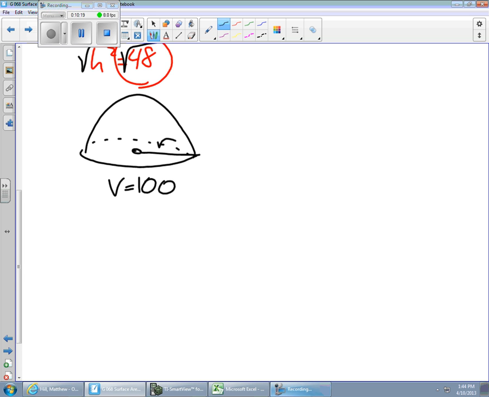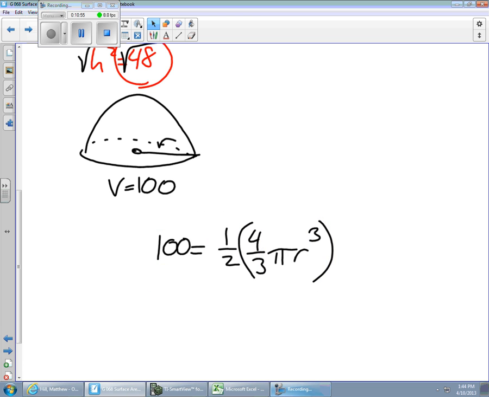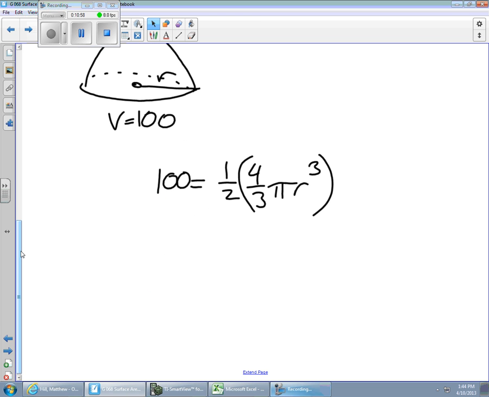What's the formula for volume of a sphere? 4/3 pi r cubed. Of course, this is the entire sphere. We don't want the entire sphere. This time we want the hemisphere, so we'll take half of it. And the problem established that that was equal to 100. Now, it's very clear to see where the radius is. We just don't seem to have a real good idea of how to get it out of there. I'll be perfectly honest, this should not be all that difficult. We ought to be able to at least isolate r cubed without any problem.